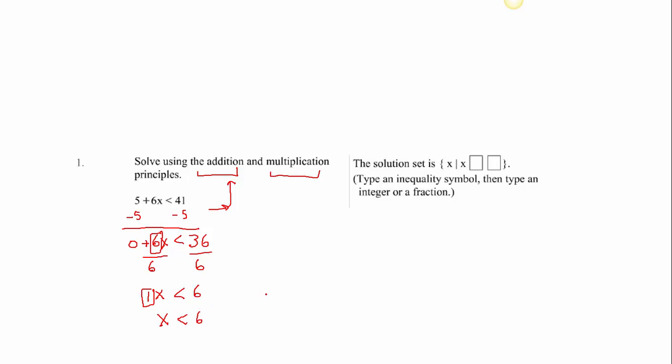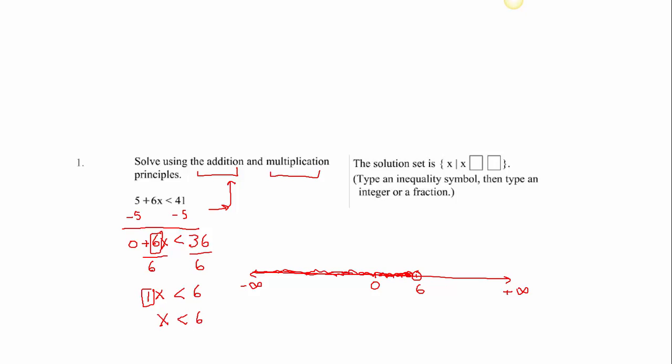If the question asks you to draw the graph, you would draw the real number line. This is minus infinity, plus infinity. This is your 0, and 6 is about here. Since x is less than 6, we're going to highlight everything to the left of 6. Now 6 is not included, because it's less than 6, not equal to 6, so we put an open circle. An open circle means 6 is not part of the solution, but everything less than 6 is the solution.